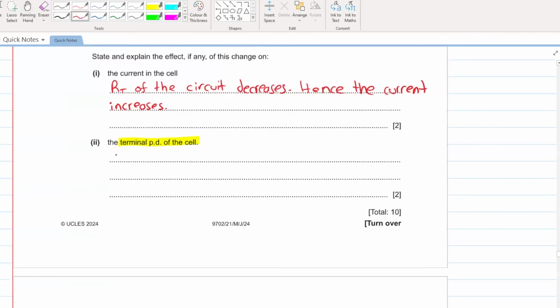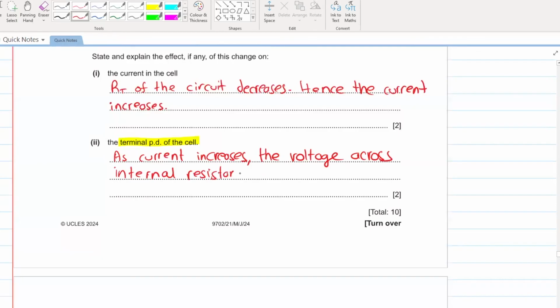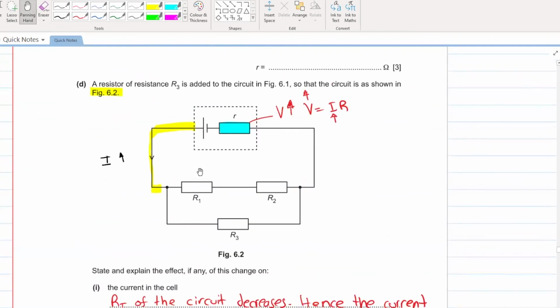You can write it here as: current increases, the voltage across the internal resistance increases, hence the terminal potential difference decreases. If this is alien to you guys, beta, let me explain a little.